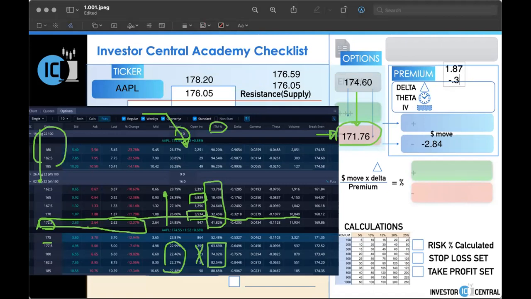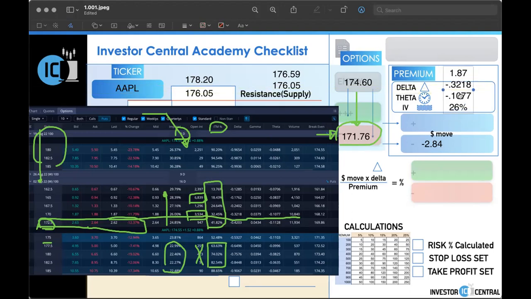Delta 0.3218, our theta 0.1077. Volume's decent too, okay? So let's take a look here. IV for this one is 26%. So I can do that, 26%, I like that.